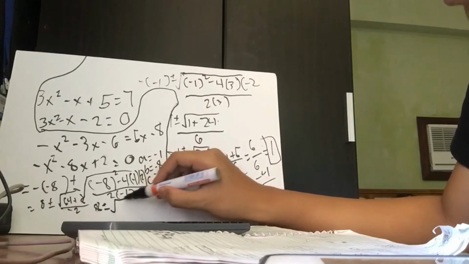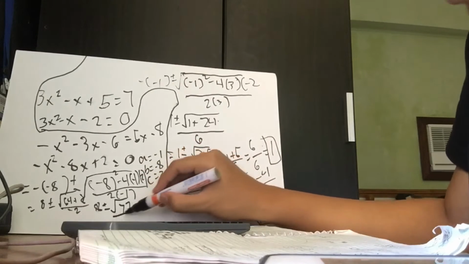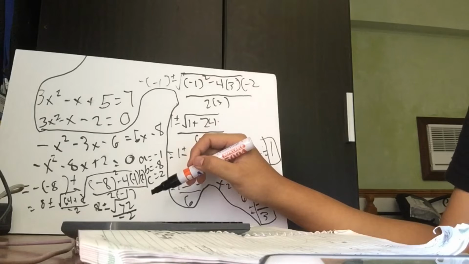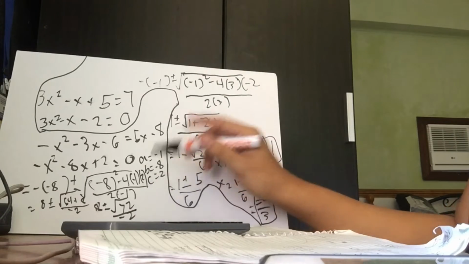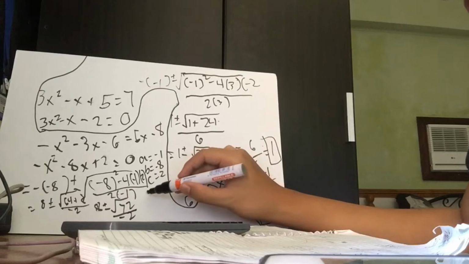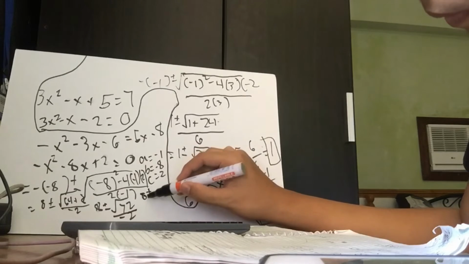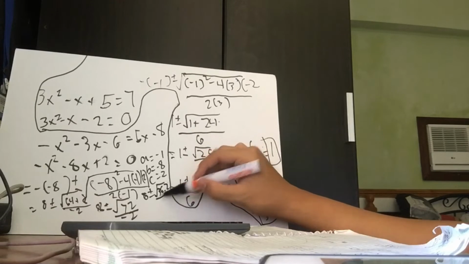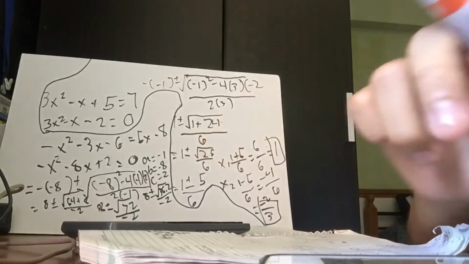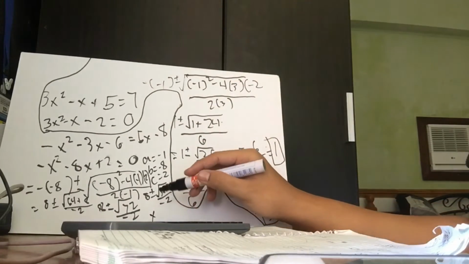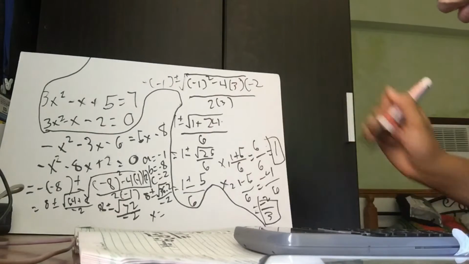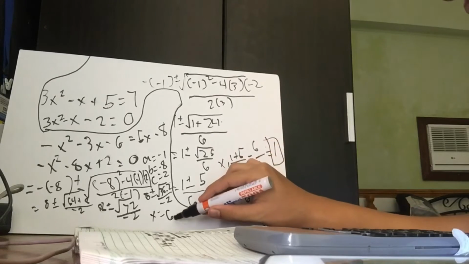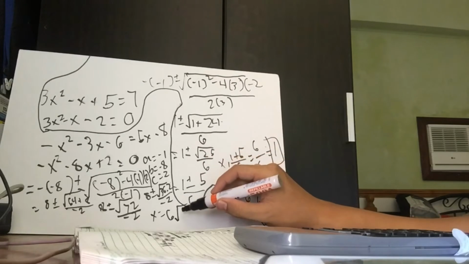64 plus 8 is 72, over negative 2. So the square root of 72 is 36.2. So now this would become 6 because the square root of 36 is 6. The 2, this one will the square root it.